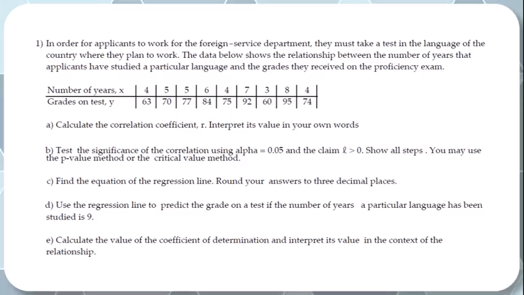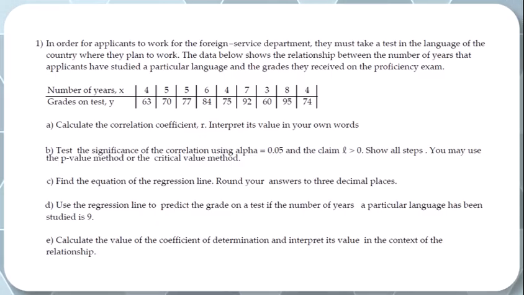Find the equation of the regression line. Use the regression line to predict the grade on the test if the number of years of a particular language that has been studied is 9. So when X is 9, what would be Y? Calculate the value of the coefficient of determination R squared and interpret its value in the context of the relationship. So I'm going to do all those questions, guys, in one shot using StatCrunch.